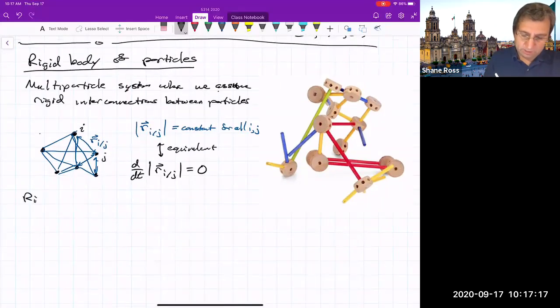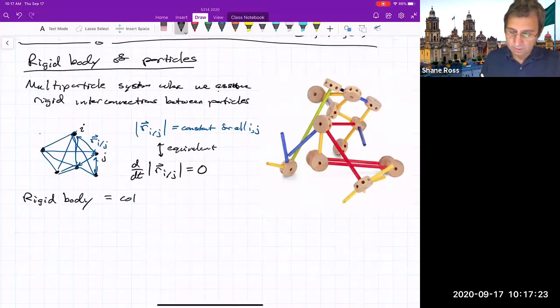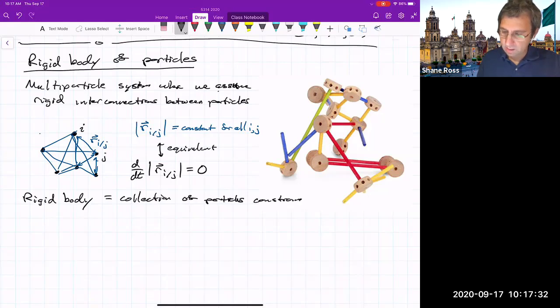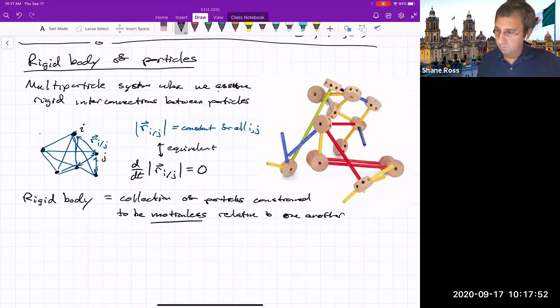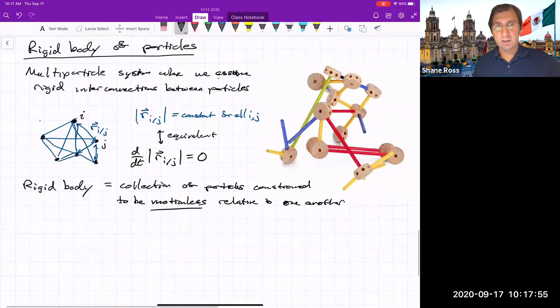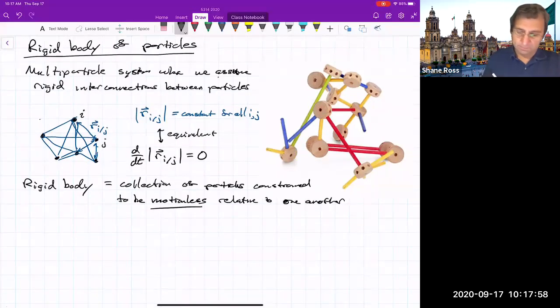So let me write, what is a rigid body? It is a collection of particles constrained to be motionless with respect to one another. So we might say relative to one another. But their orientation in space can change. And what do I mean? This is a huge simplification.